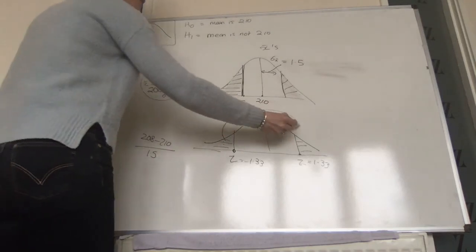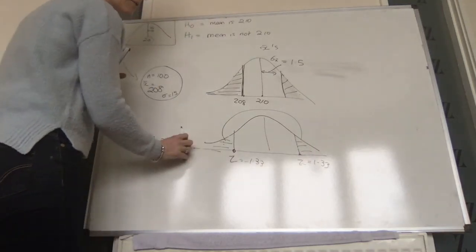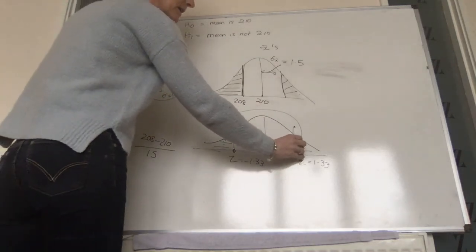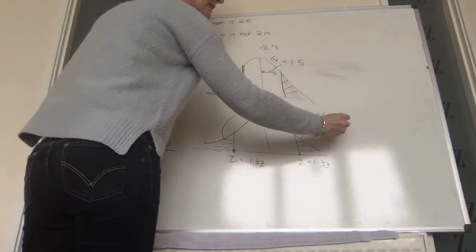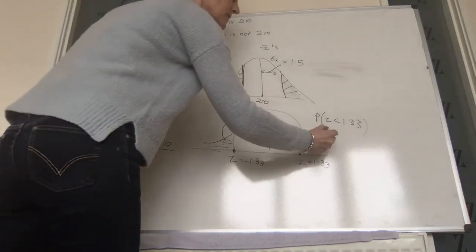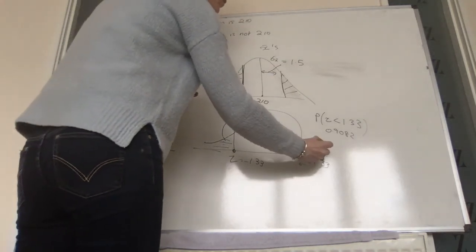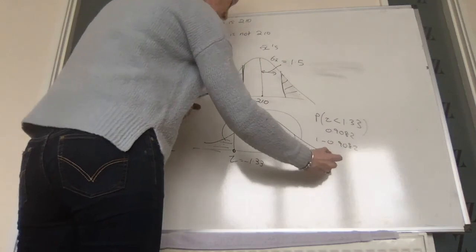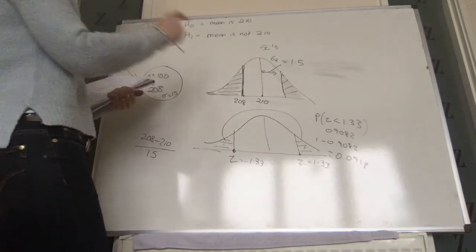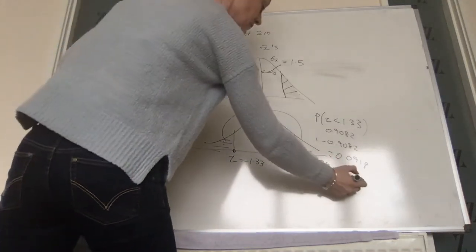Okay, so we want the area, the sum of both of those areas. So we need to find the area from here back using our tables, subtract it from 1 to give us that area, and then double it. So the area from here back is the probability that z is less than 1.33, which is 0.9082. That's from here back, so we subtract it from 1 to get that. So 1 minus 0.9082 is 0.0918. Okay, that's one of these areas here. We then have to double that, okay, and get 0.1836.